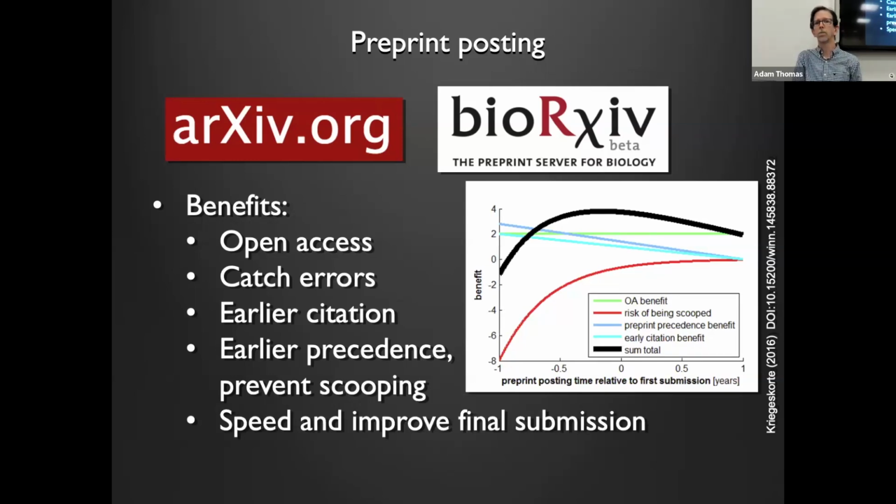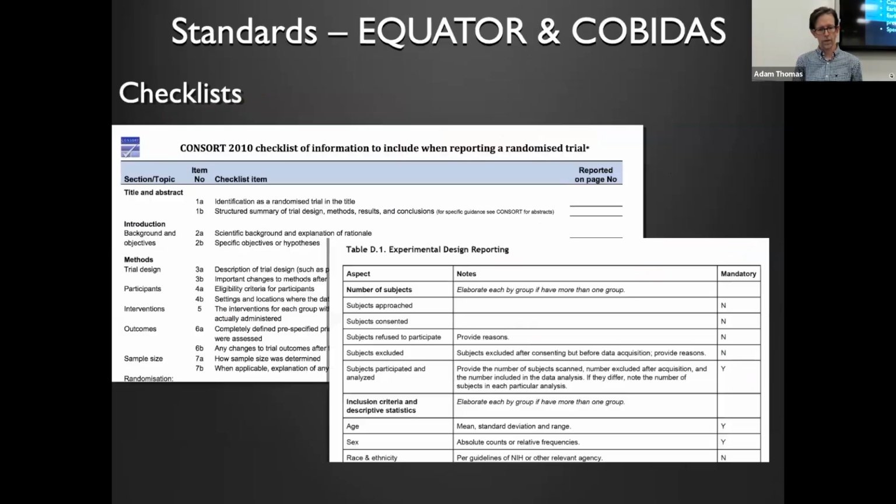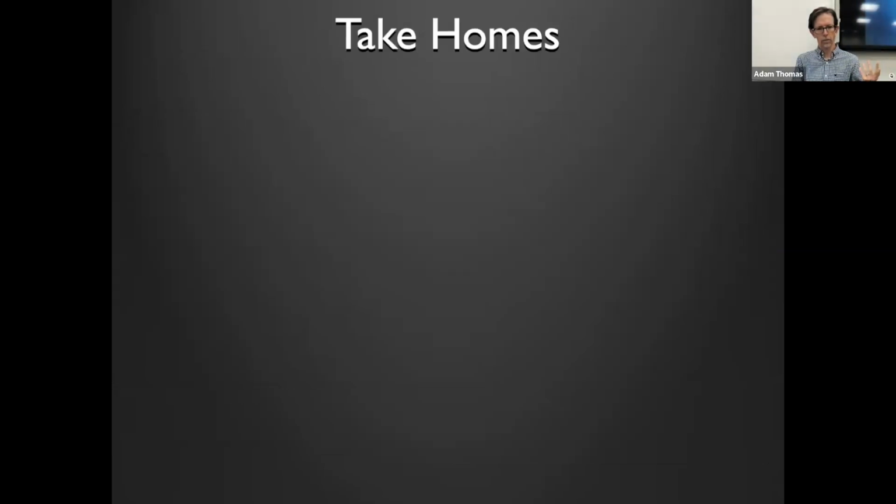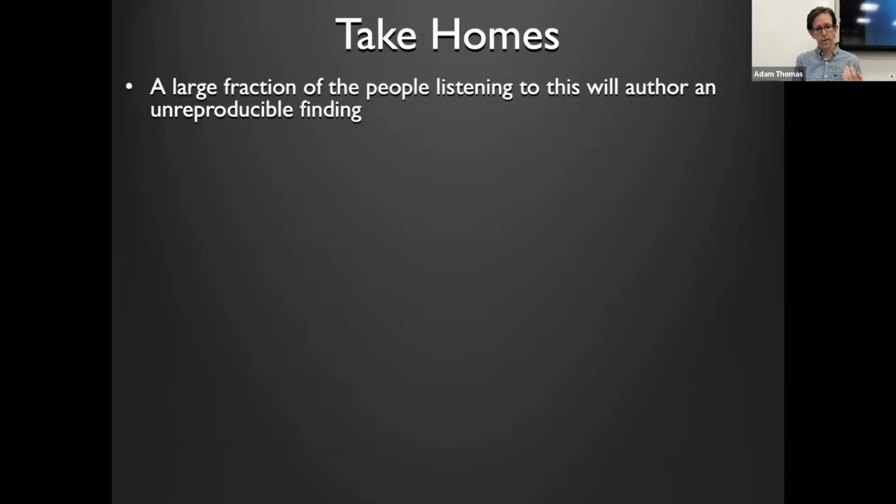I'm seeing a lot of people that now submit it to the journal and put it on a preprint server at exactly the same time, and it does seem to make things go a bit faster. I had mentioned the standards about EQUATOR and Courbidus before, so that's a bit of redundancy. Okay, so take homes from that section.